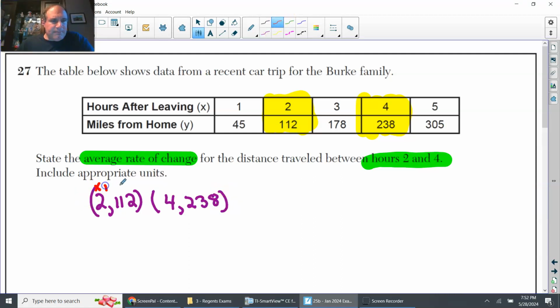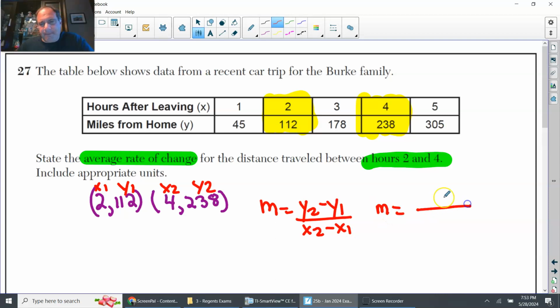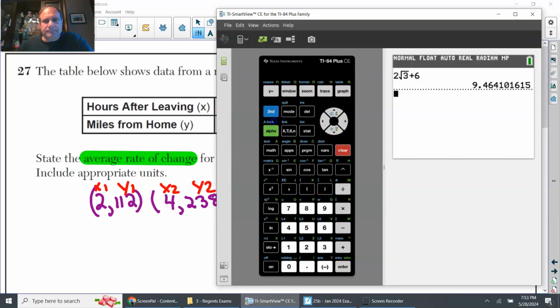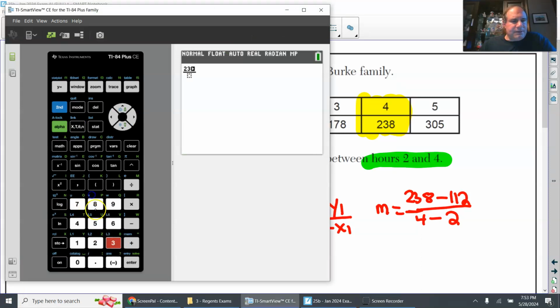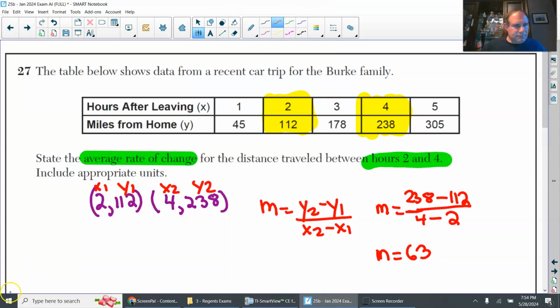On the top, I'm going to put X1, Y1, X2, Y2. And the slope formula, I'm going to write that down: Y2 minus Y1 over X2 minus X1. M equals, and I'm going to put 238 minus 112, and I'm going to put 4 minus 2, and I'm going to grab my calculator, and I'm going to press alpha X, and I'm going to go 238 on the top, in the numerator, minus 112 over the denominator, 4 minus 2. Enter. 63. M equals 63. Put this down. 63 miles per hour.